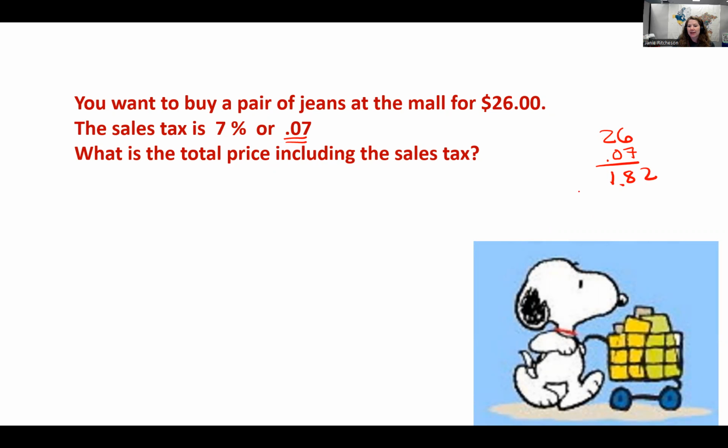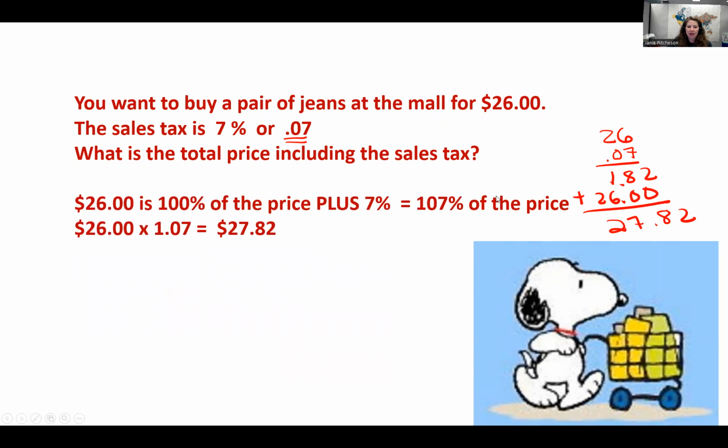Then I'm going to add back the sell price of the jeans and add that 26 to $1.82, and I'll pay $27.82 at the cash register. Now there's two ways to think about this. Either you're just paying 7% and then you're adding back the jeans price.